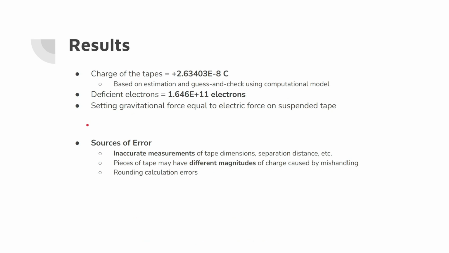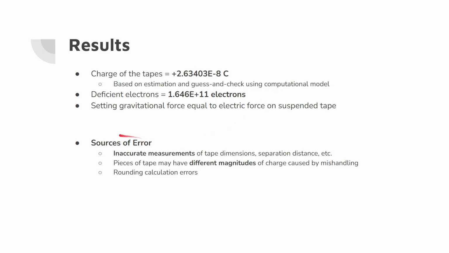So, results discussion. The charge on each tape is 2.63 times 10 to the negative 8 coulombs, which we found using estimation and then a guess and check on the computational model. And so our deficient electrons are here, and we use this guess and check by setting the gravitational force equal to the electric force and found when they were the same in magnitude using the model.